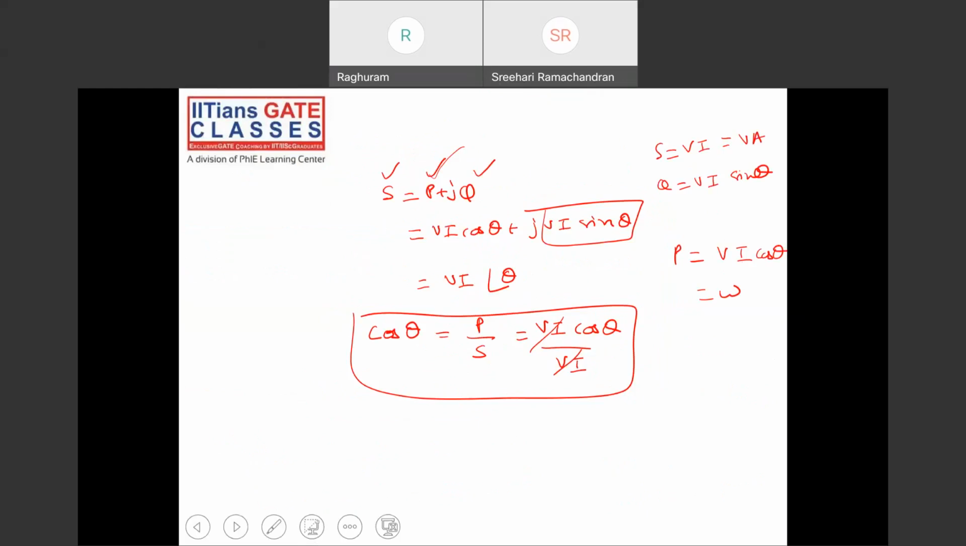Apparent power is measured in volt amperes. Active power is measured in watts. Reactive power is measured in VAR, volt amperes reactive. VA, VAR, and W. If it's in milliwatts, milli VA, milli VAR, or kilowatts, kilo VA, kVA, kVAR, kW.